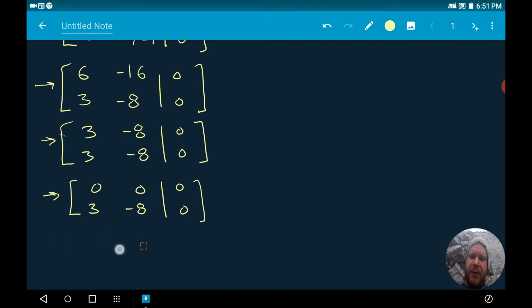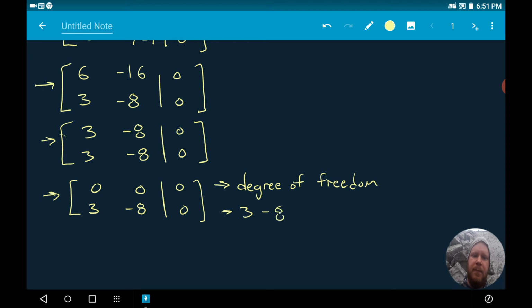Oh, sorry. So we get a degree of freedom. And we get that 3 times x1 minus 8 times x2 is going to be equal to 0. So for the same reason we did last time, we're going to choose x1 to be equal to 1.